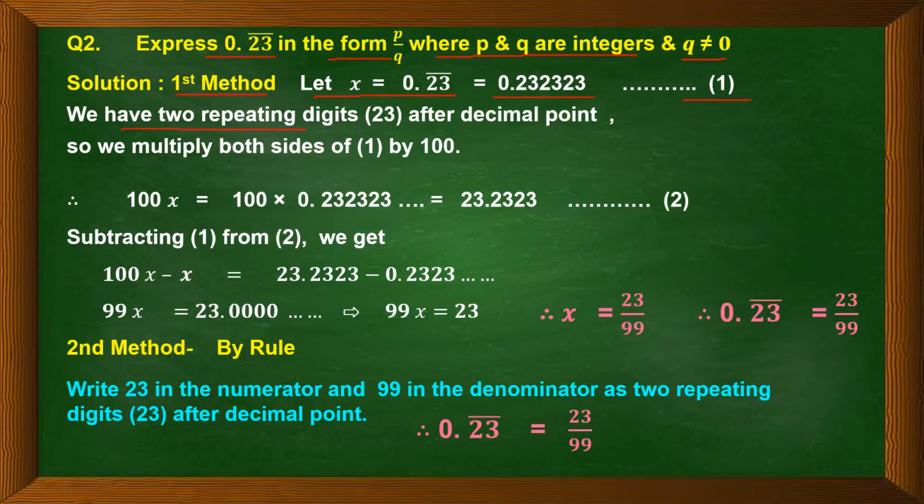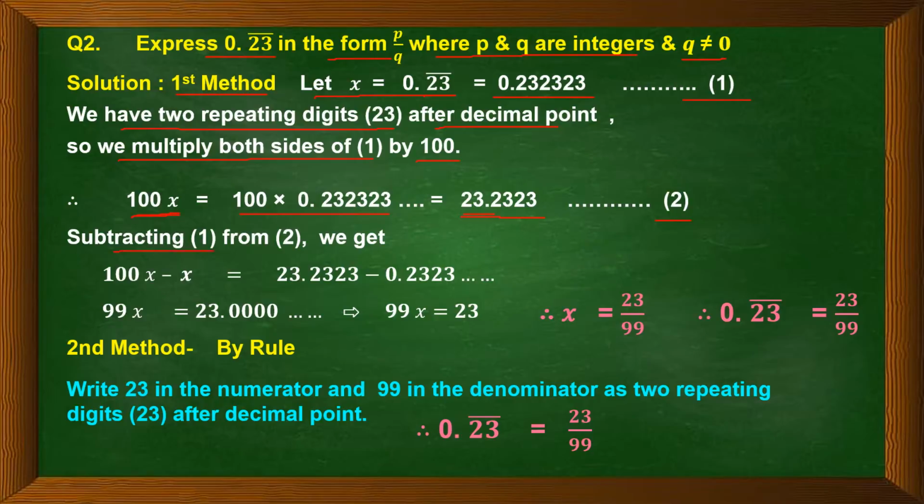Since we have two repeating digits, that is 23, after the decimal point, we shall multiply both the sides of equation 1 by 100. So we shall write 100x is equal to 100 into 0.2323 so on is equal to 23.2323. So this is our equation 2. So first equation is x is equal to 0.232323 and second equation is 100x is equal to 23.232323.